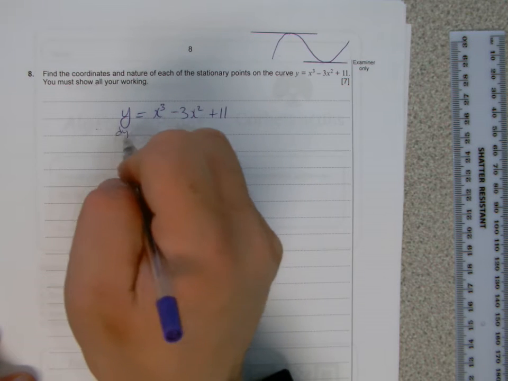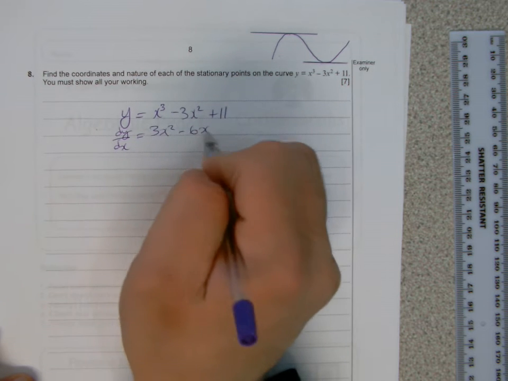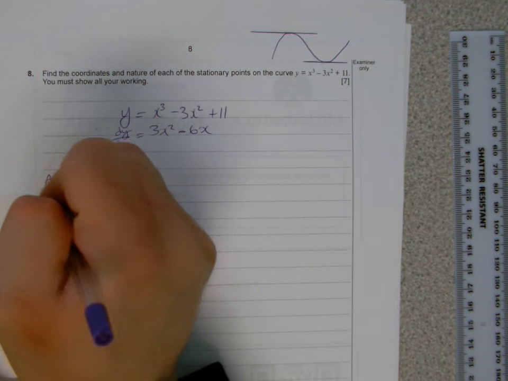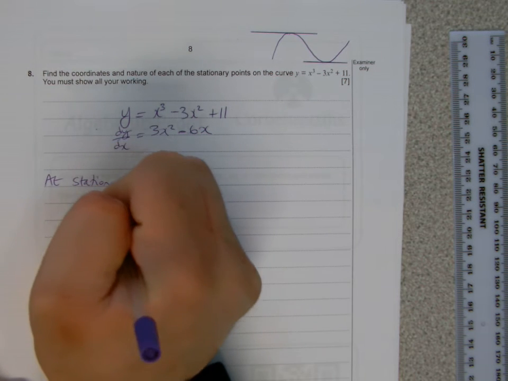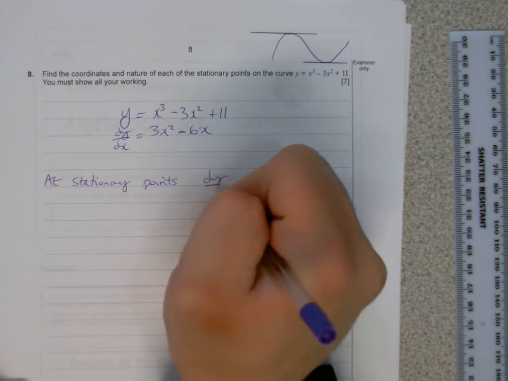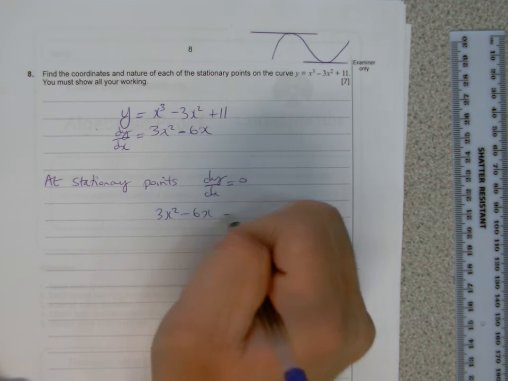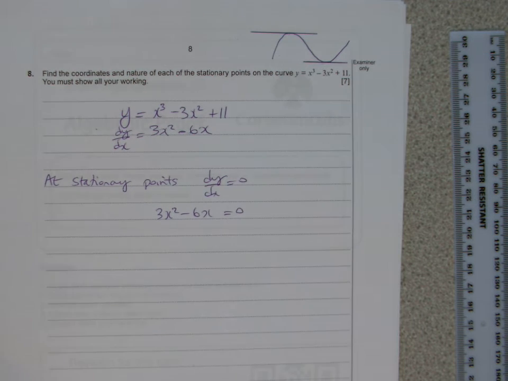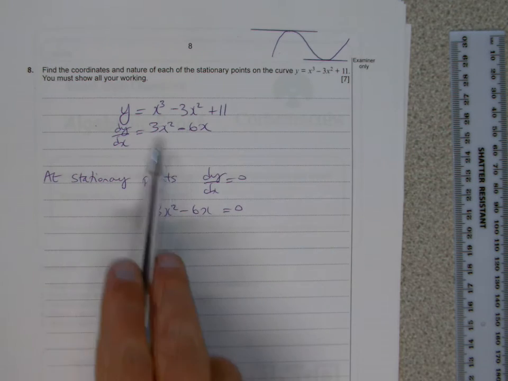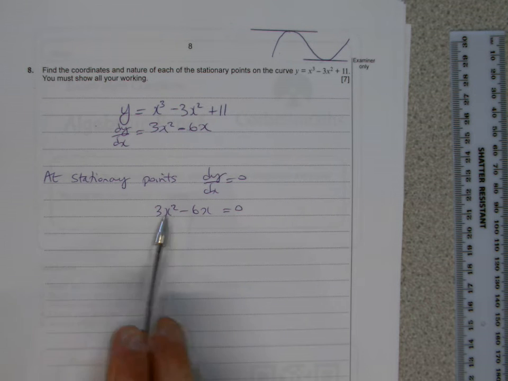So if the gradient is zero, that really helps us, because we can work out dy dx, differentiate. We get 3x squared minus 6x. And then of course we could say, look, at stationary points, dy by dx is equal to 0. In other words, 3x squared minus 6x is 0, because that's the gradient being 0. Remember, dy dx is the gradient function, so we can put it equal to 0.